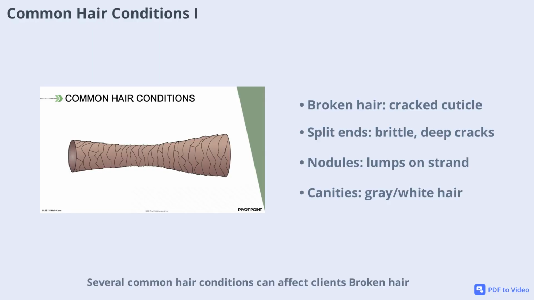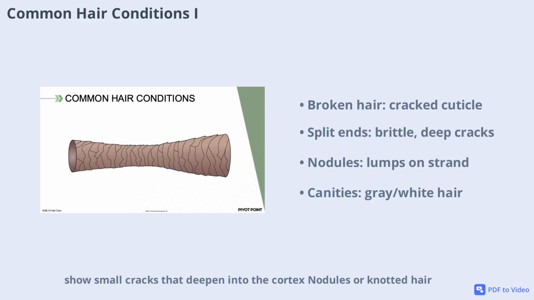Several common hair conditions can affect clients. Broken hair, also known as abraded hair, features a cracked and frayed cuticle. Split ends or brittle hair show small cracks that deepen into the cortex. Nodules or knotted hair appear as lumps along the strand. Canities refers to grayness or whiteness of scalp hair, which can be congenital or acquired. Recognizing these conditions is key to recommending the right care.